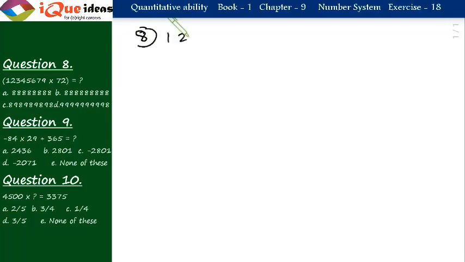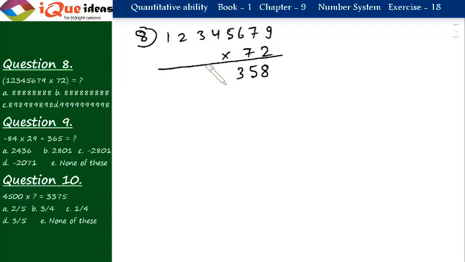Okay. Now question number 8. It says 1234567 9 multiplied by 72. Now in this question, because one of them is very small, one of them is very large, we will apply the conventional method of multiplication, right? So first you multiply by 2, so 2 nines are 18, that is 8, 1 carry forward. Then 2 sevens are 14 and 1, 15. Then 2 sixes are 12 plus 1, 13, 2 fives are 10 plus 1, 11, 2 fours are 8 plus 1, 9, 2 threes are 6, 2 twos are 4, 2 ones are 2.